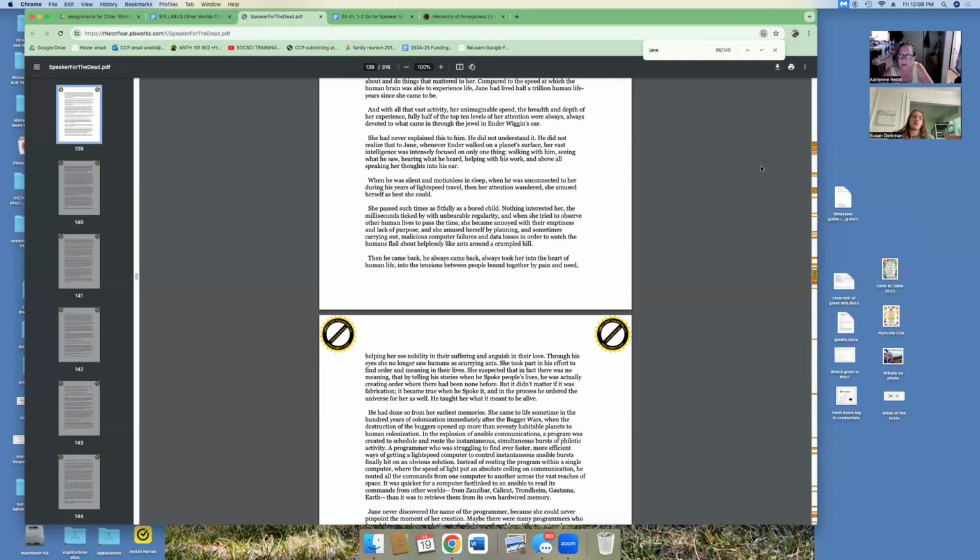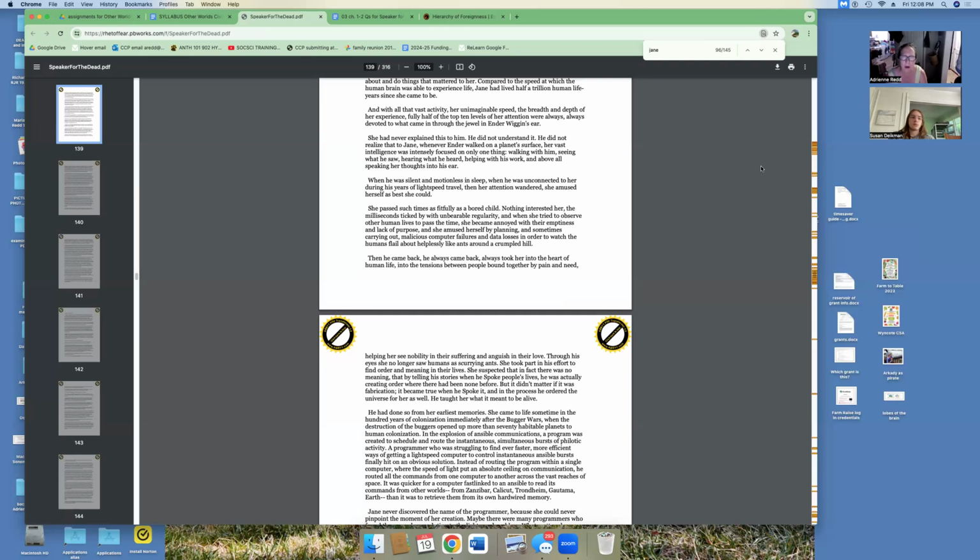So Jane is a person. She is a person, but she's an artificial person based in silicon intelligence. She doesn't have a body. So it's a really interesting thing to inject into the book.